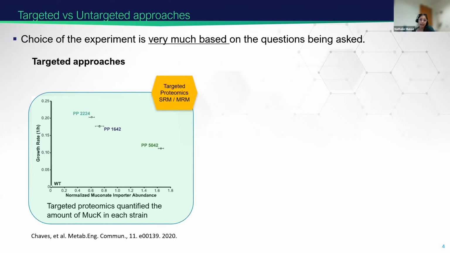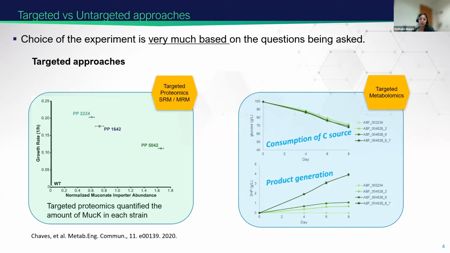A targeted approach has also been used in metabolomics. When we want to know how much of the carbon source, in this case glucose, has been consumed, we can use a targeted approach, and we just need to measure the glucose that is left in the medium after a certain amount of time. And if we want to measure how much of the product, which in this case for the set that we'll focus on is 3-hydroxypropionic acid, we have after certain days, we can use a targeted approach.